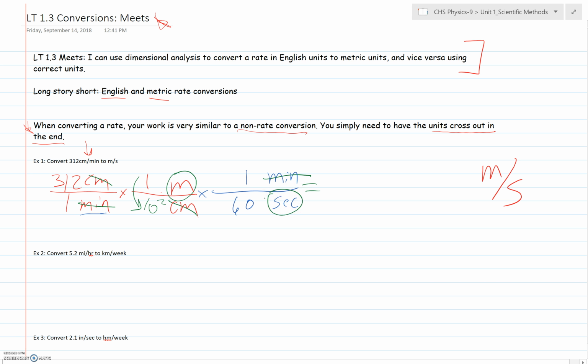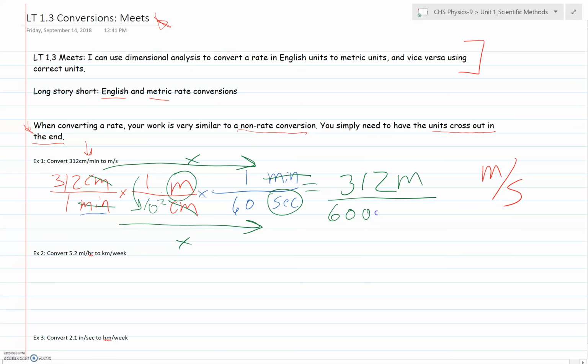So what I have to do in order to find my answer is multiply everything straight across the top and across the bottom. So I got 312 times 1 times 1. So I got 312, but I don't want a naked number. So the only thing I have left on the top is meters. And then on the bottom, I'm going to have 1 times 10 squared or 100 times 60. So I end up with 6,000, or 6 with 3 zeros. And then I have seconds on the bottom.